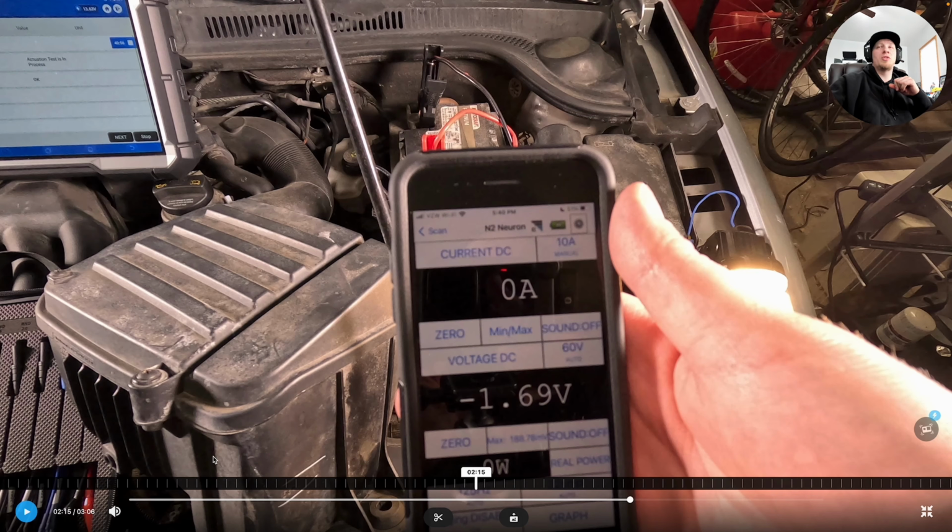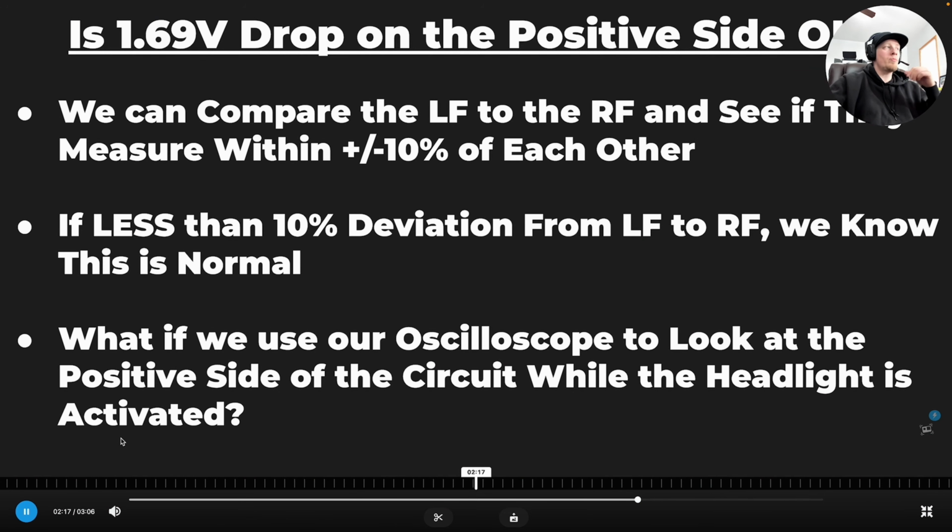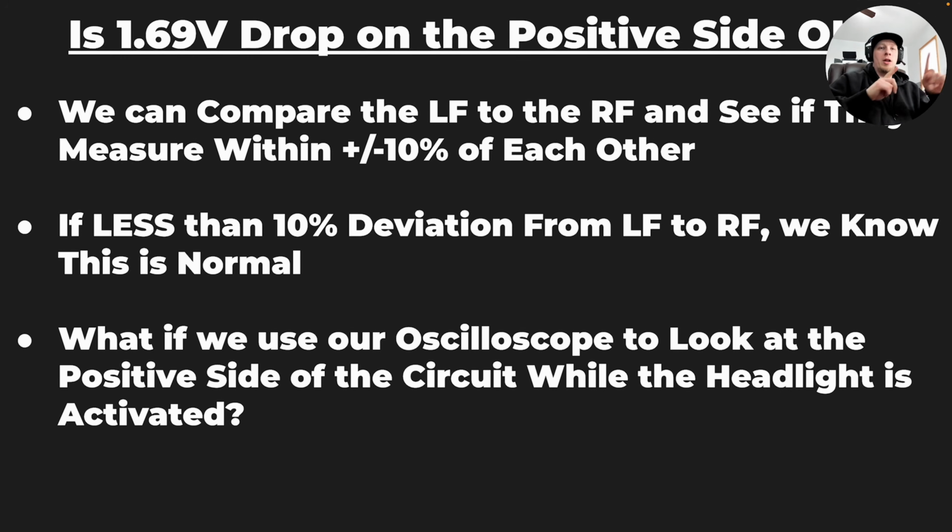So do we know if this is good or bad? Let's find out. Again, we can compare our left front and our right front because we only have a fault on the left front. So if we go and we make a measurement on the right front and we don't have more than a 10% difference, then we know that this is completely normal.